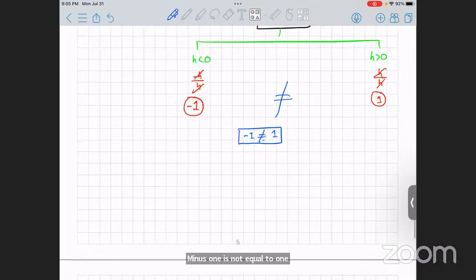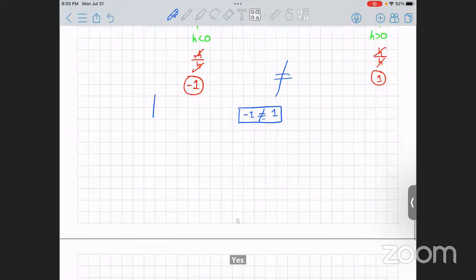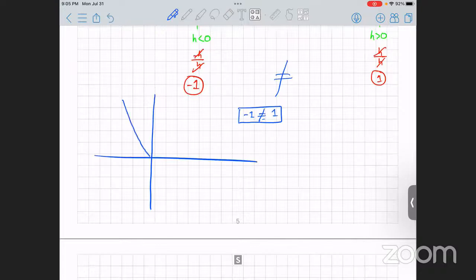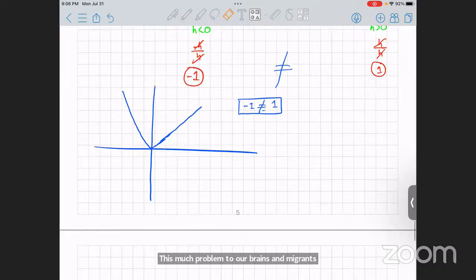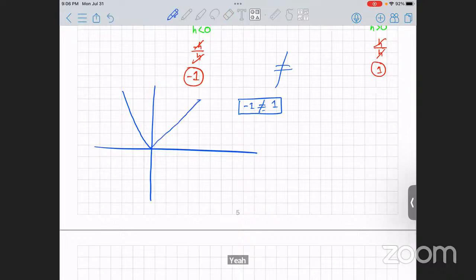What is happening here? Why are these two not equal? There is a sharp point at x equal to 0. Then what happened with the sharp point? Why is it creating this much problem for your brains and my brains? Sir, due to slope. Yes, that's not the good answer. Listen to this carefully.